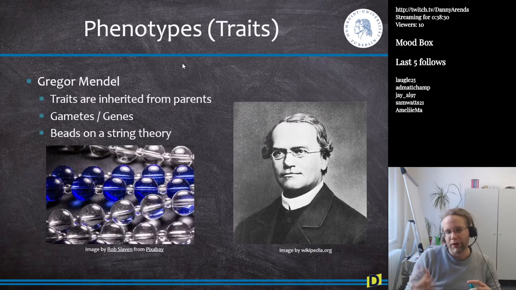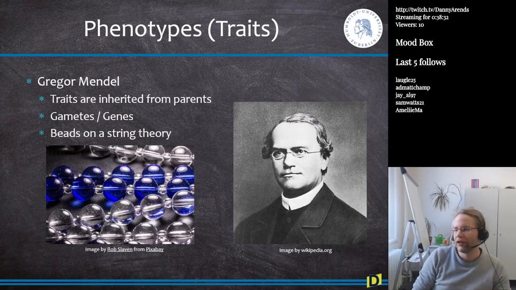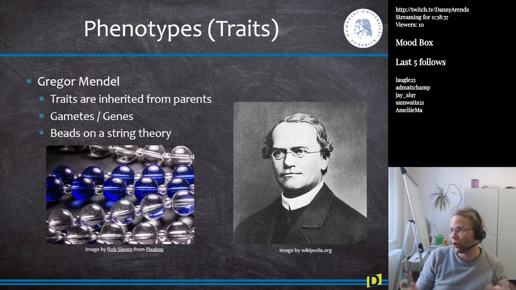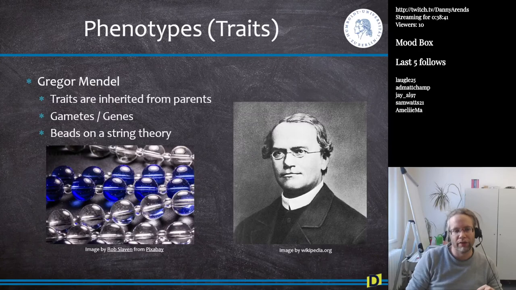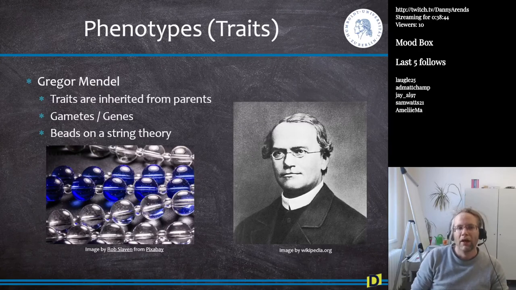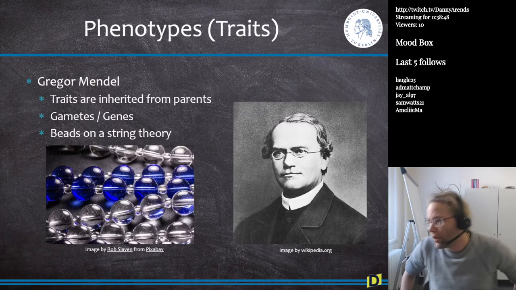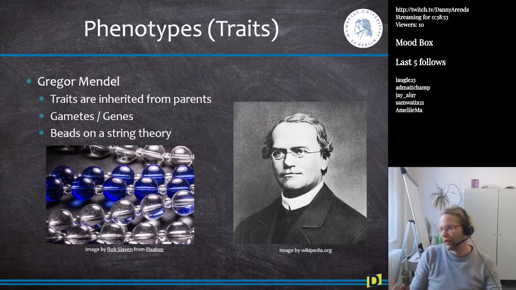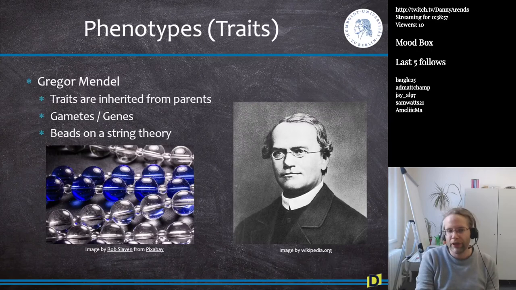So if we talk a little bit about the history of phenotypes and of traits, then of course we always start with Gregor Mendel. Everyone, I think, working in biology should know Gregor Mendel, and I just took a nice image of him from Wikipedia. But he is kind of the godfather of modern genetics, right? Because everything which we know about genetics began with Gregor Mendel. So Gregor Mendel posed his theory, and his theory is that traits or phenotypes are inherited from the parents.